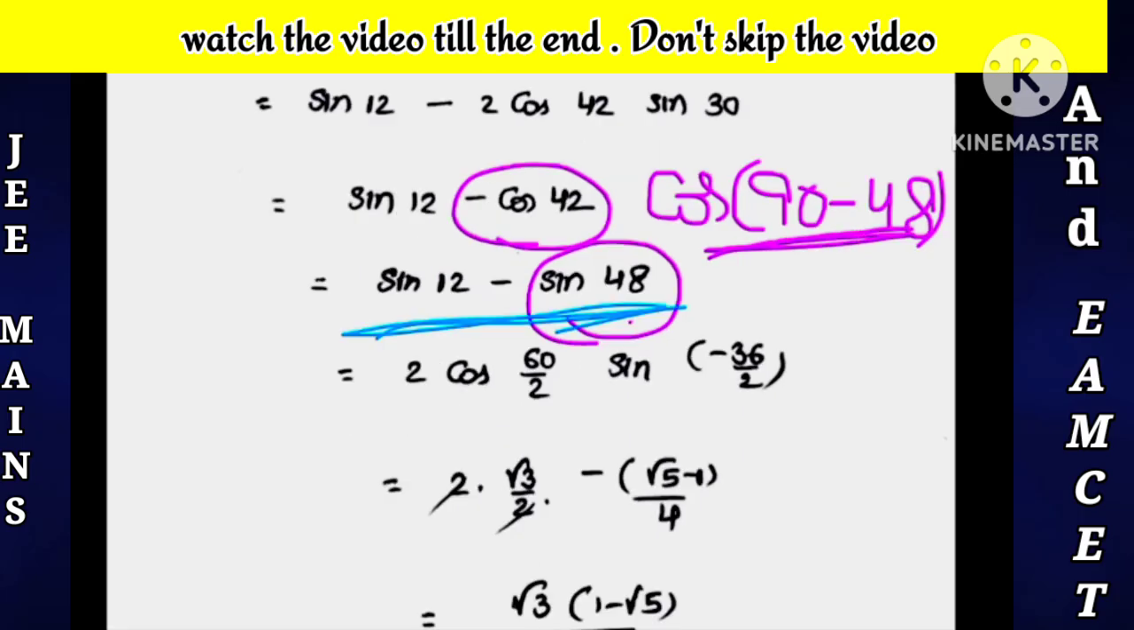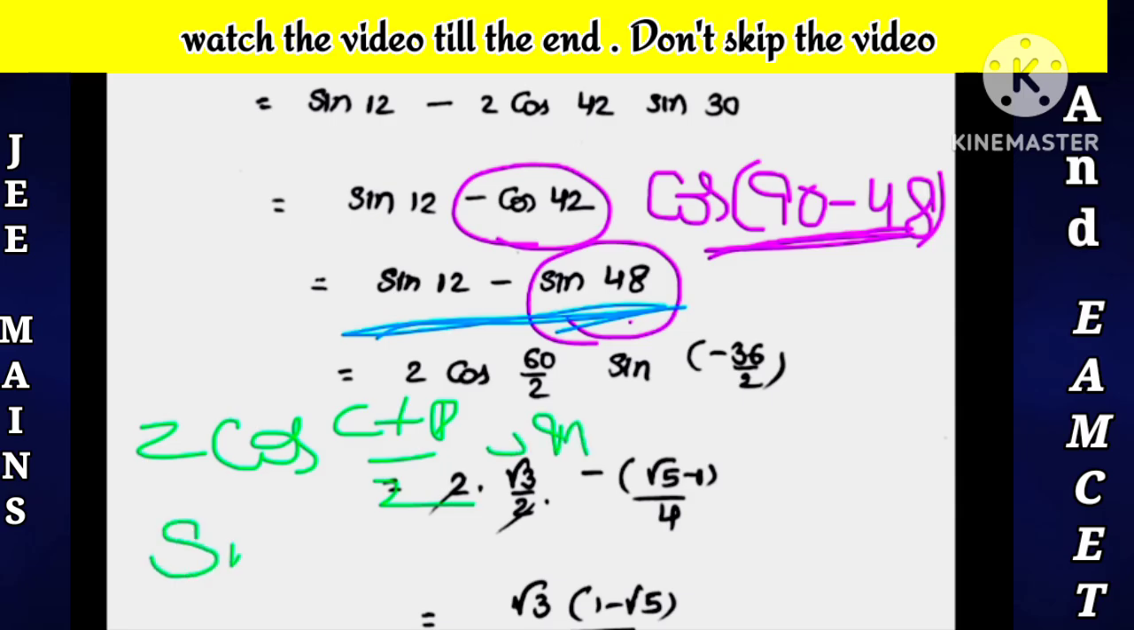Now see here, these two are in the form of sin c minus sin d. And what is the sin c minus sin d formula? 2 cos (c plus d) by 2 sin (c minus d) by 2. The same formula we applied in the previous step. What are the c, d values here? C is equal to 12 and d is equal to 48. Okay. Now replace the values.